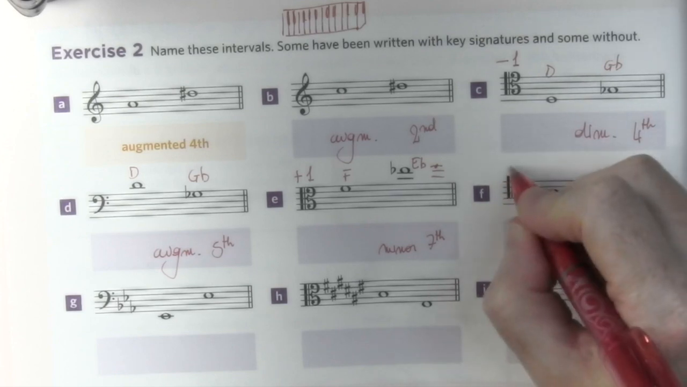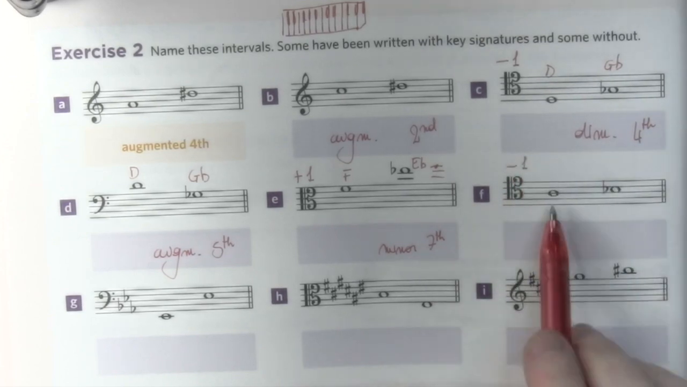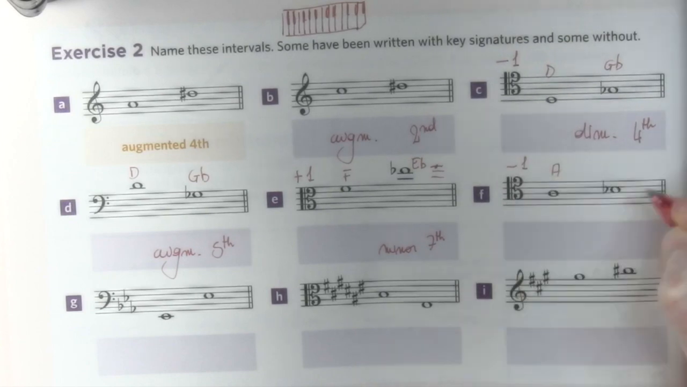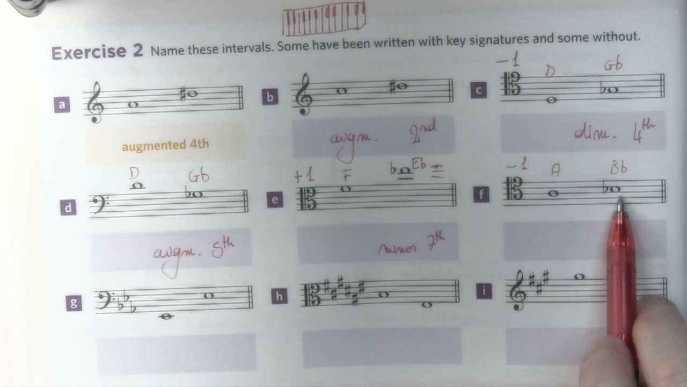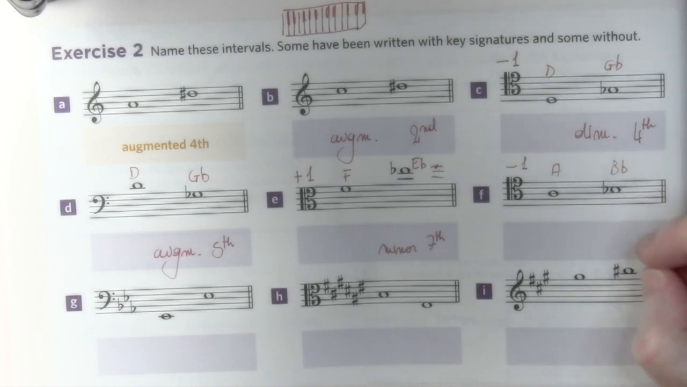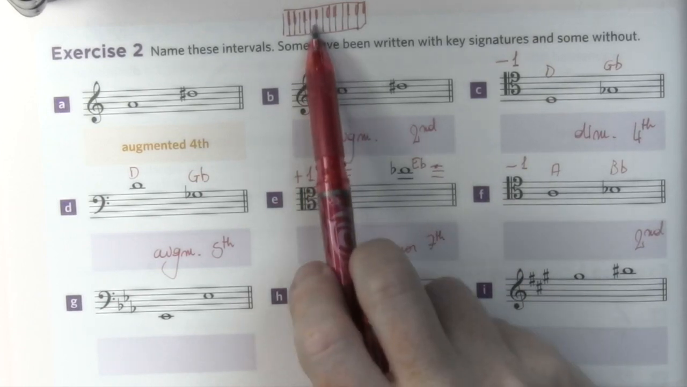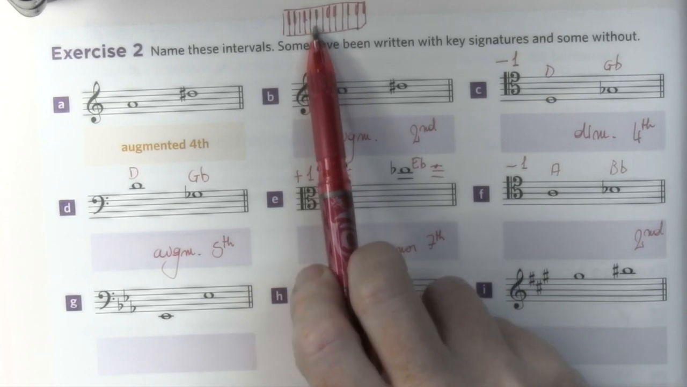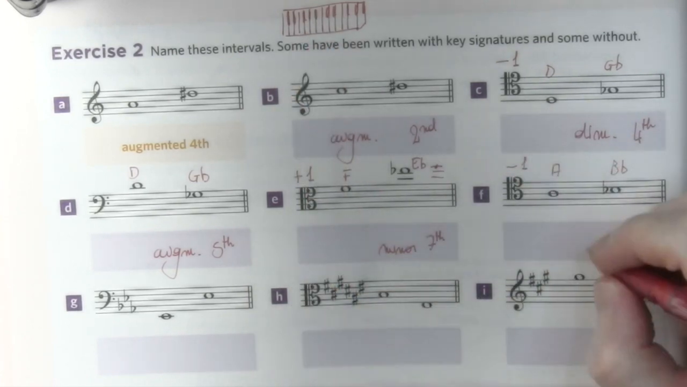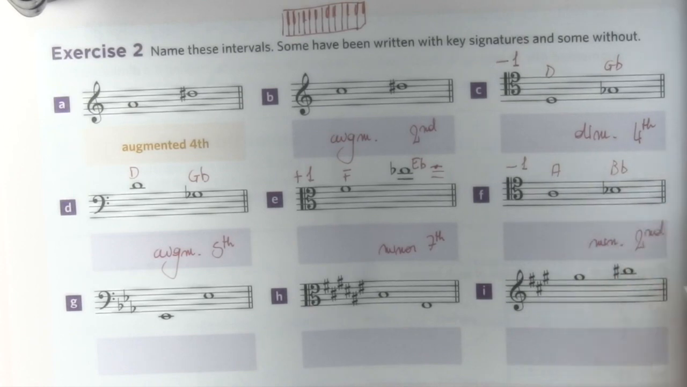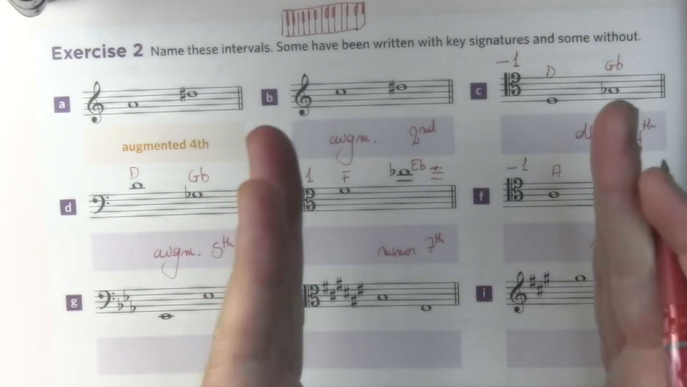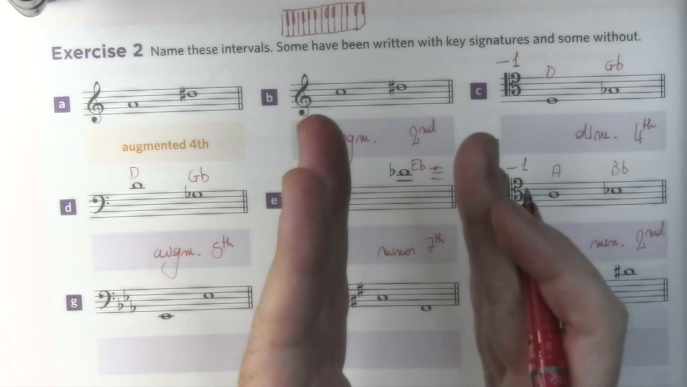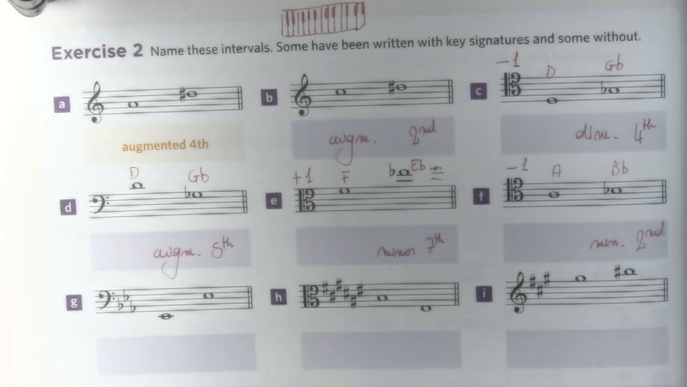Tenor clef, minus one. Treble clef, minus one. So, C becomes La, and Do flat becomes B flat. Now, this is a second, okay? A major second is one tone, so La, B flat is one semitone, so it is a minor. Because from the major, we reduce the distance and it becomes minor.